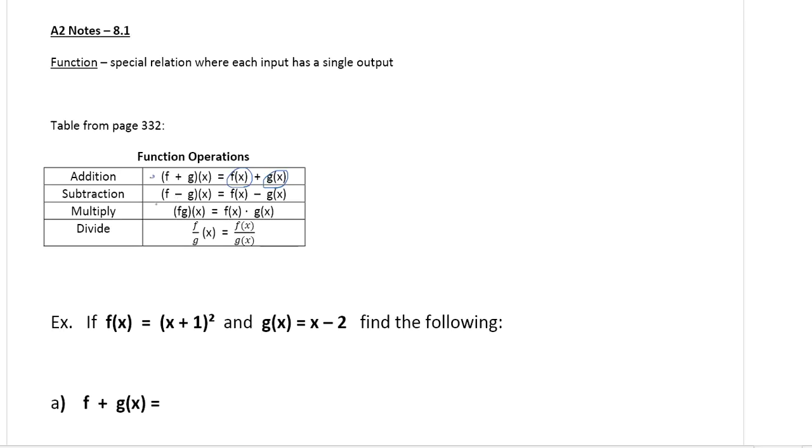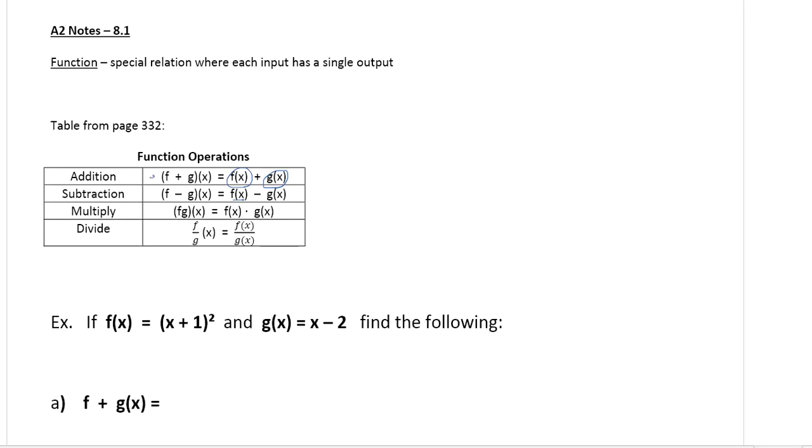Likewise, when you're subtracting the functions first and then putting the x in will give you the same value as if you put the x in and then subtracted the two outputs. When you're multiplying, same thing. You can find the two outputs separately and then multiply them.